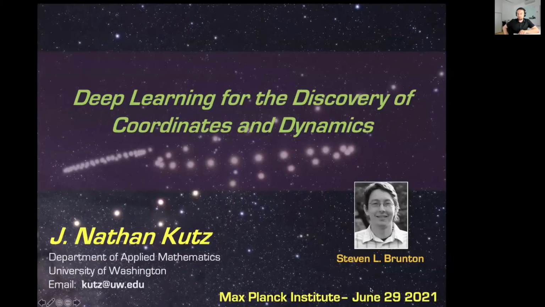He's professor for applied mathematics at the University of Washington. He started at the University of Washington and got his PhD in applied math at Northwestern University. And one of the very exciting topics that he has been investigating for the last few years is how deep learning models can discover properties such as coordinates or underlying equations in dynamic systems in a data-driven way. And this is what his talk will be about today.